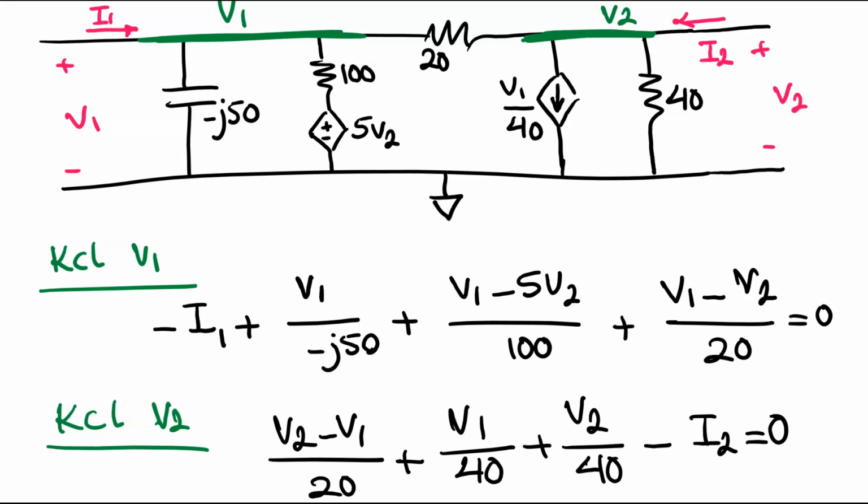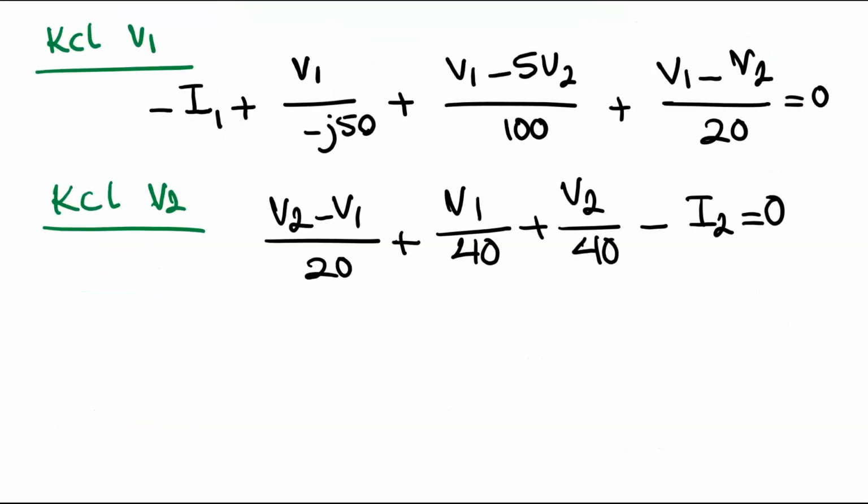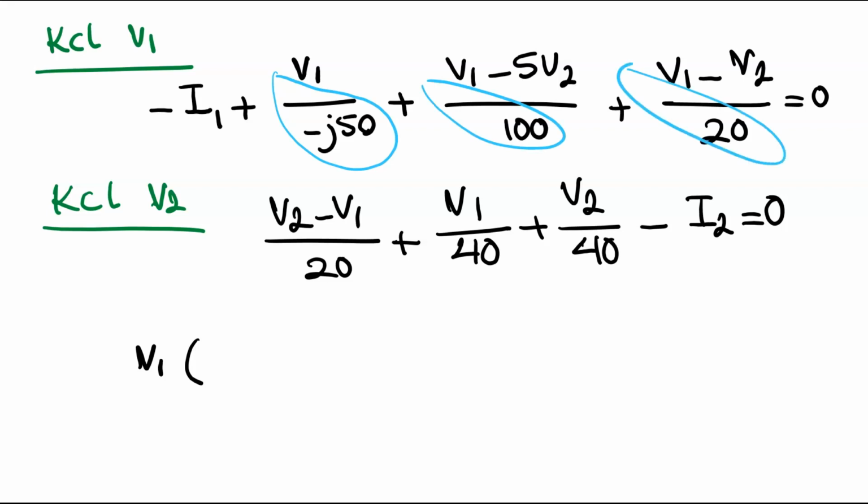Okay, now let's simplify these two equations. I have them here. So focusing on the first equation, I'm going to have V1 multiplied by, so the coefficients of V1 is 1 over minus J50, 1 over 100, and 1 over 20. So if I simplify them, I'm going to have 0.06 plus J 0.02.